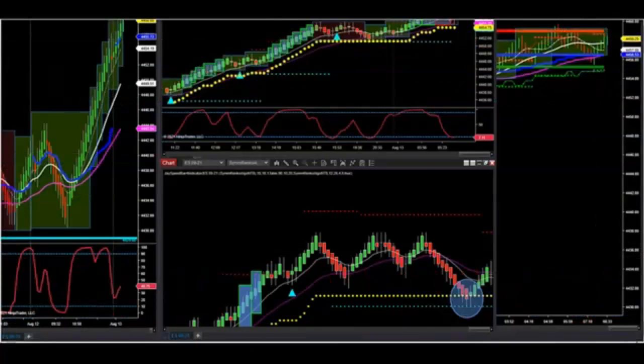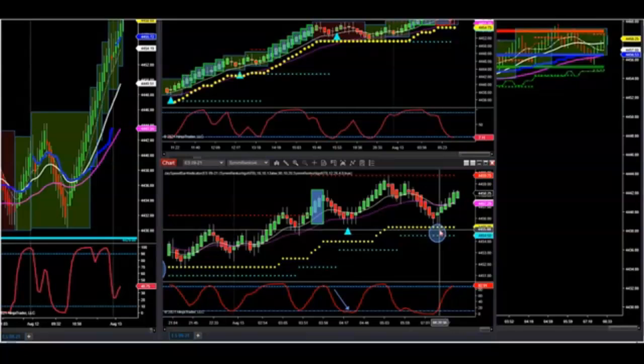So you can see how important this is. It bounced right off my ATR again. It's been doing this since 10:30 yesterday. I mean, it's just a phenomenal system when you know how to trade the two setups.